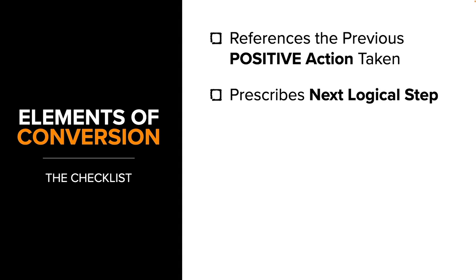We want to acknowledge and reward previous positive actions. Remind them that was good. Don't talk about the things that weren't good. Don't say, well, you didn't do that, so I'm going to give you this. You didn't buy, so I'm giving you another chance. Let's not talk about that. Let's make sure that we're focused on the previous positive actions taken. Then we're going to prescribe that next logical step. Because you did this, I know that you want this. Here's the next logical step in attaining that.